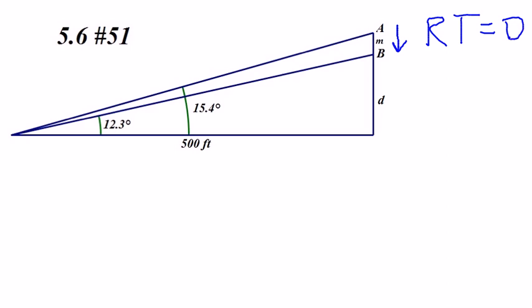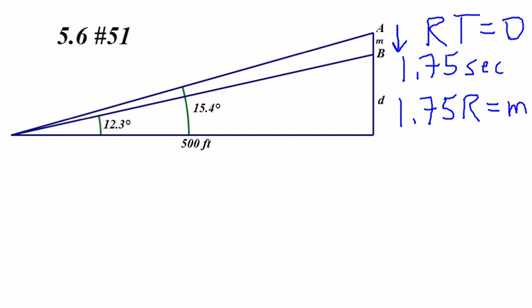And the only thing we're told about the car is that it took 1.75 seconds to travel that distance. So that is the time, and we don't know the rate. So we will know that 1.75 times the unknown rate has to equal the distance that's traveled, that little m, the distance from point A to point B.